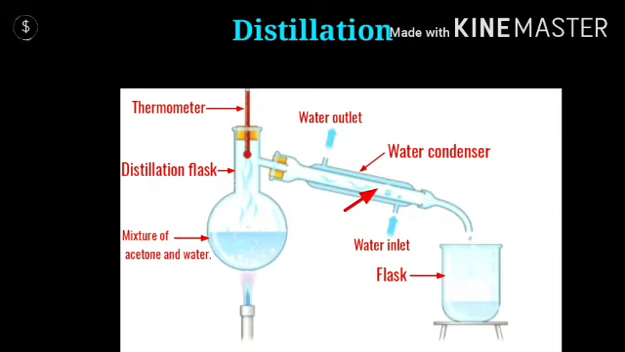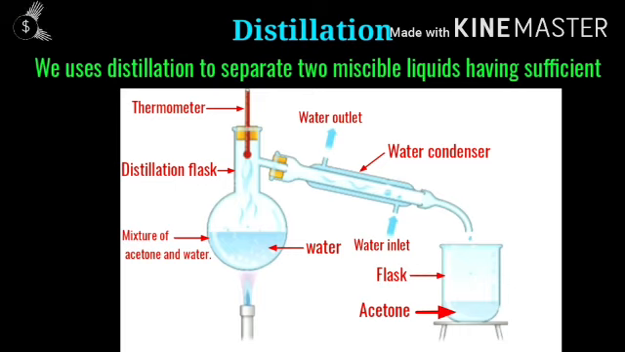The cold water which is circulated around the condenser and converting the gas into liquid also becomes hot simultaneously, and this hot water is thrown out by the water outlet pipe. In this way, the whole process is done and we get the pure liquid, that is acetone, in the beaker, and the water remains in the distillation flask.